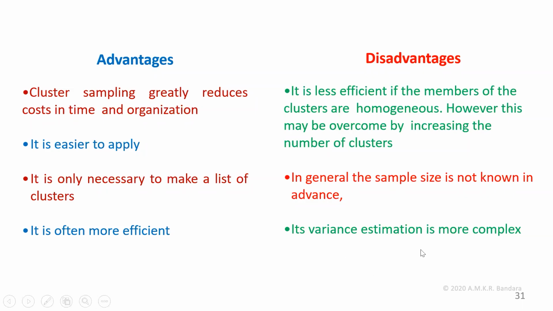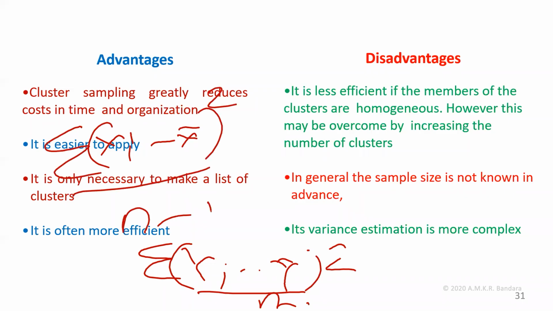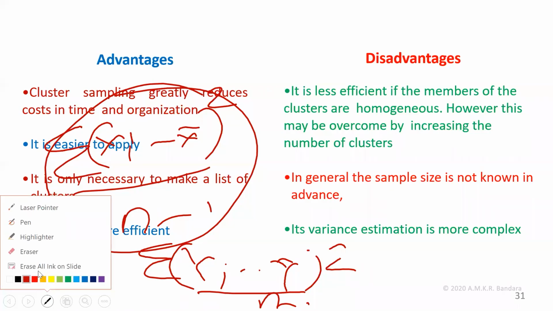Here also another disadvantage is the formula to compute the variance is somewhat complex. It is not simply summation yi minus y bar square divided by n minus 1. So in your course, we use summation xi minus x bar square divided by n minus 1. This is not applicable to cluster sampling. We have to have some modification.